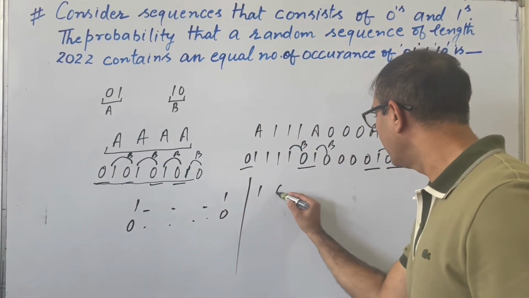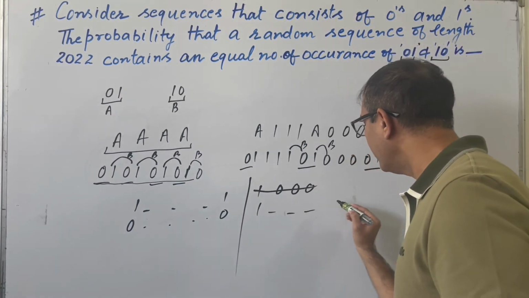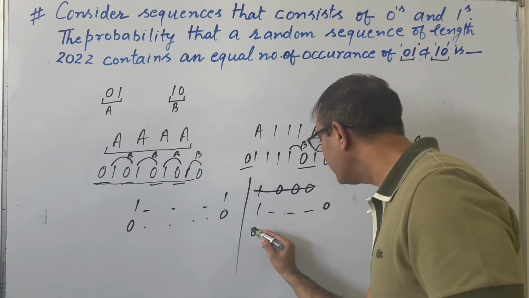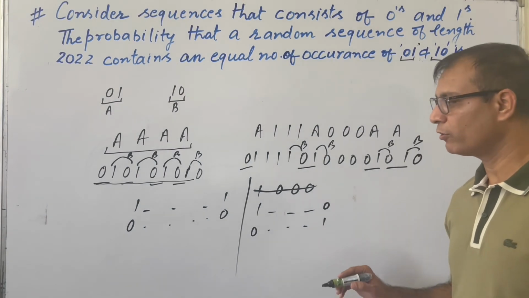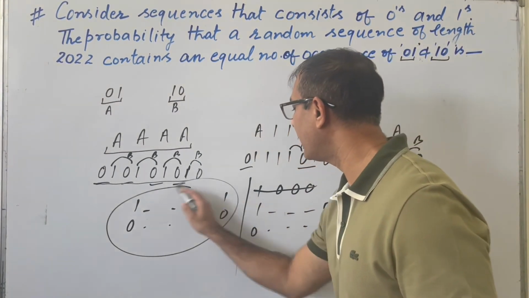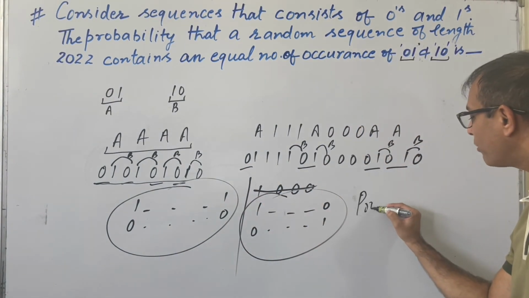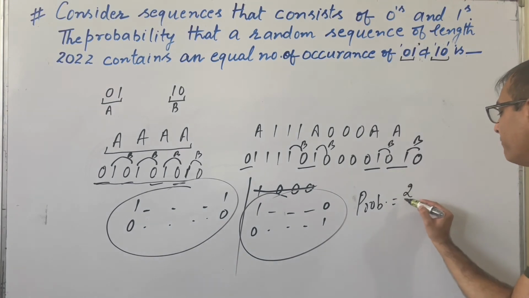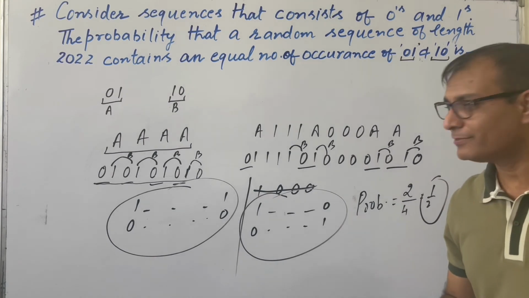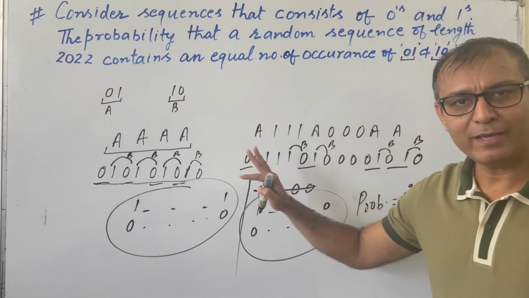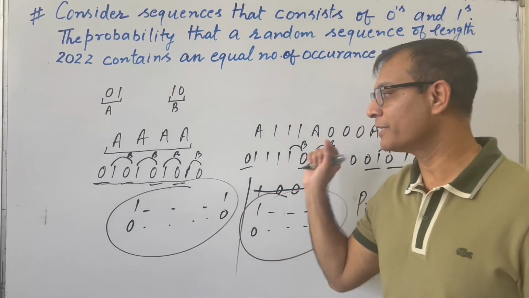But if we start with 1 and end with 0, or start with 0 and end with 1, then the number of A and the number of B will not be the same. Total possibilities are these 4, out of which 2 are favorable. So what is the required probability? The required probability will be favorable upon total, and it is half. So the most important thing is the number of A and the number of B: the difference between these two cannot be more than 1. That was the important thing in this question.